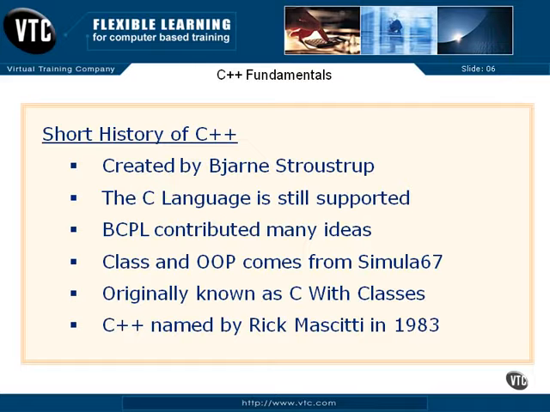But BCPL was another language that contributed a lot of ideas to C++. One of those is as simple as the two-slash comment that you'll see. That two-slash comment was in C for a while, was removed and then put back again in later iterations of the language, and now is permanently in C++, and we'll use it quite a bit as we comment our way through things. That's just one of the things that came from BCPL. The class constructions and the object-oriented programming ideas come from a language called Simula 67.